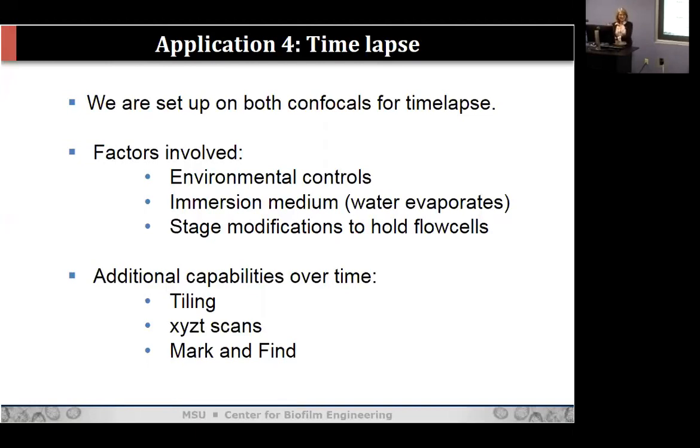We can do many different kinds of scanning over time, tiling. We can take Z-stacks over time, which is a lot. The images are huge, but we can do it. We can also do mark and find. That is, mark maybe 6, 7, 8, 9 different spots in an image, come back every hour and take a different stack at each one of those spots.